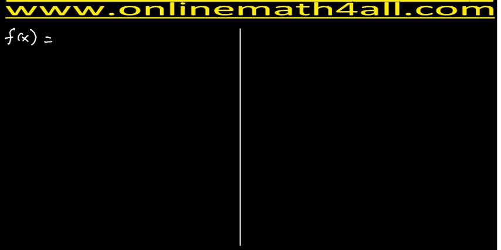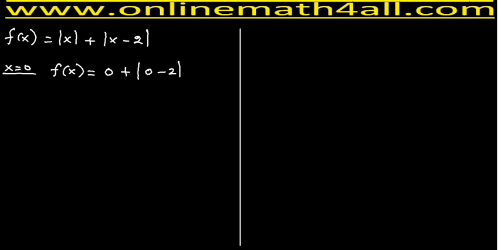f of x is equal to absolute value of x plus absolute value of x minus 2. This is the function we have. Now I'm just going to take the first condition, that is x is equal to 0. So let us see what happens to f of x if x is equal to 0. Since x is equal to 0, f of x is equal to absolute value of 0 plus absolute value of 0 minus 2.